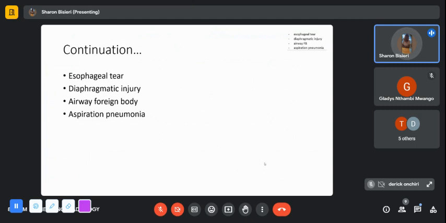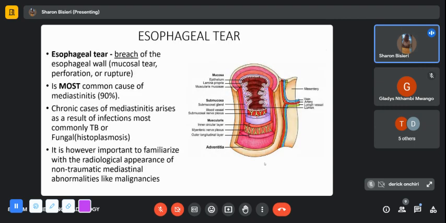Okay, so the last four topics that are remaining are these four. We have esophageal tears, diaphragmatic injuries, airway foreign body aspiration, and aspiration pneumonia. I'll try to go through them quickly, but also I'll try to make it a bit interactive because some of these signs you've already reviewed with Dr. Taleni. So first we'll start with esophageal tears.